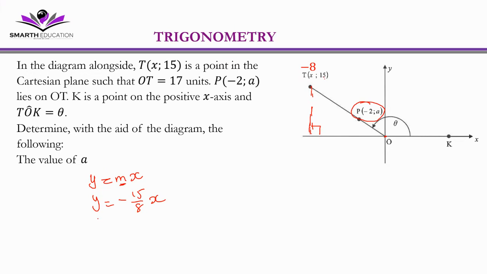So we can say A is equal to negative 15 over 8 times negative 2. Right, A is equal to negative 15 times negative 2, which is 30, over 8. A is equal to 15 over 4. Okay, so that is the value of A there.